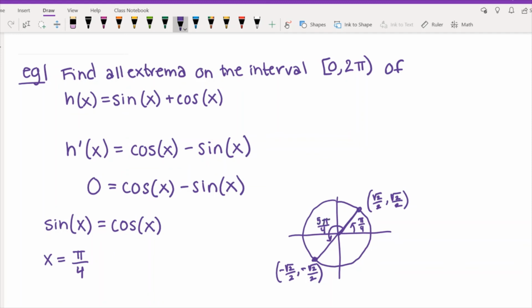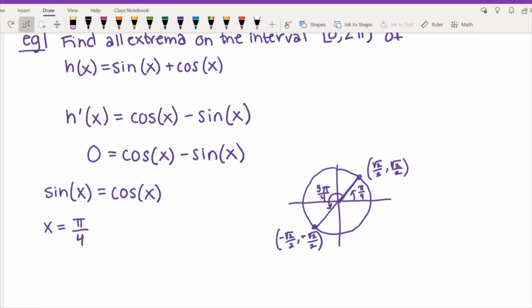But those other two angles, 3 pi over 4, so that would be this angle, and 7 pi over 4, those have x and y coordinates with opposite signs of each other, right? You have a positive and a negative, and we want them to be completely equal. We want sine of x to be equal to cosine of x. Okay, so x is equal to pi over 4 is one of our answers, and then x is equal to 5 pi over 4.